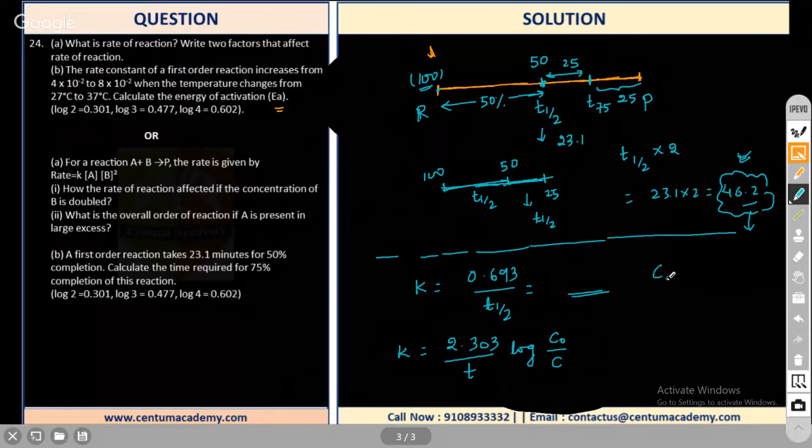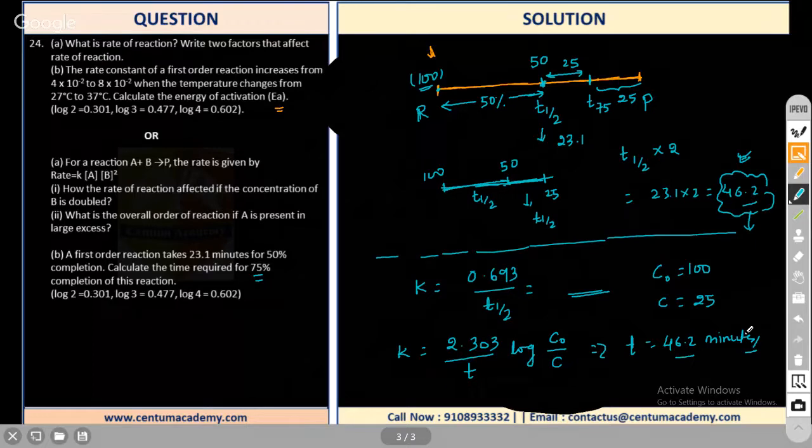Okay, C naught we have assumed initially it is 100. C is what? The concentration which is left. So 75% completion is there. So what is the concentration left? 25. You substitute here. T you have to find out. K you already calculated from this expression. You substitute and you will get the answer. The time, finally you will write 46.2. Whatever the unit we have, minutes. So we'll write down minutes.